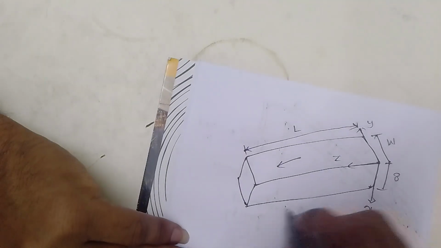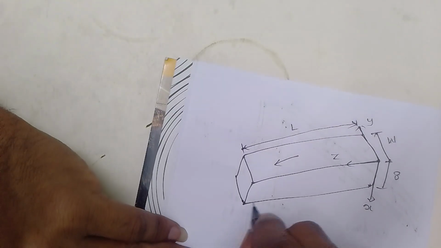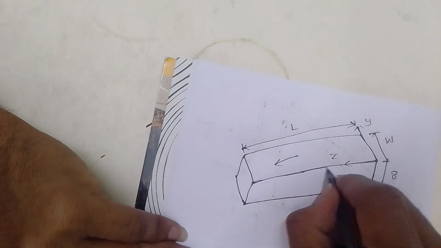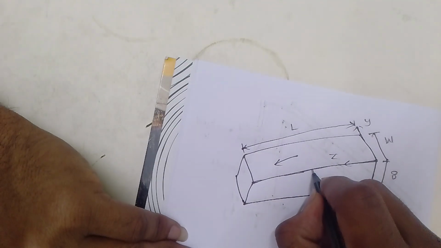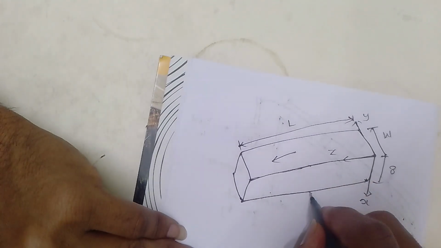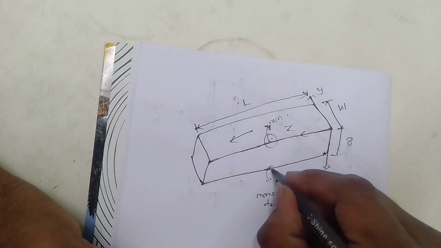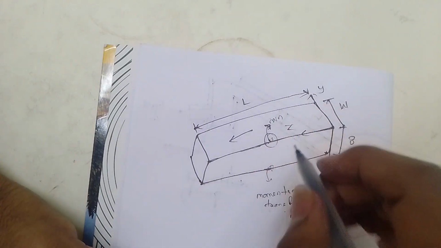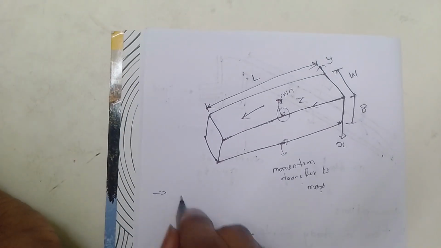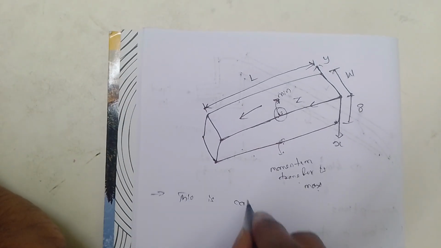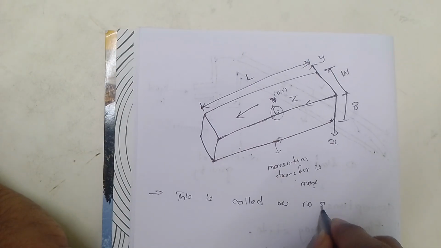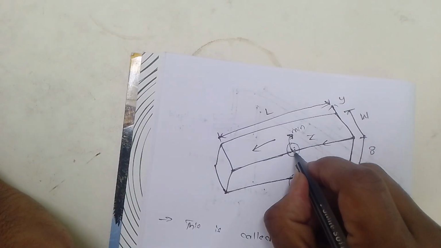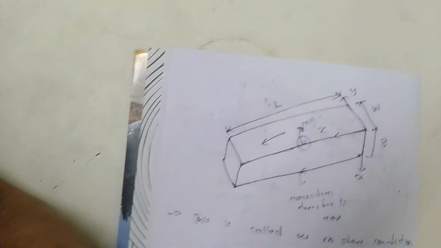So from here we can say that at this point the velocity is 0, and at this layer of the flow film, velocity is maximum. This is called the no slip condition. At this point momentum transfer is maximum, and at this point momentum transfer is minimum. This is called the no shear condition, because the momentum transfer is 0 at this layer of the film.